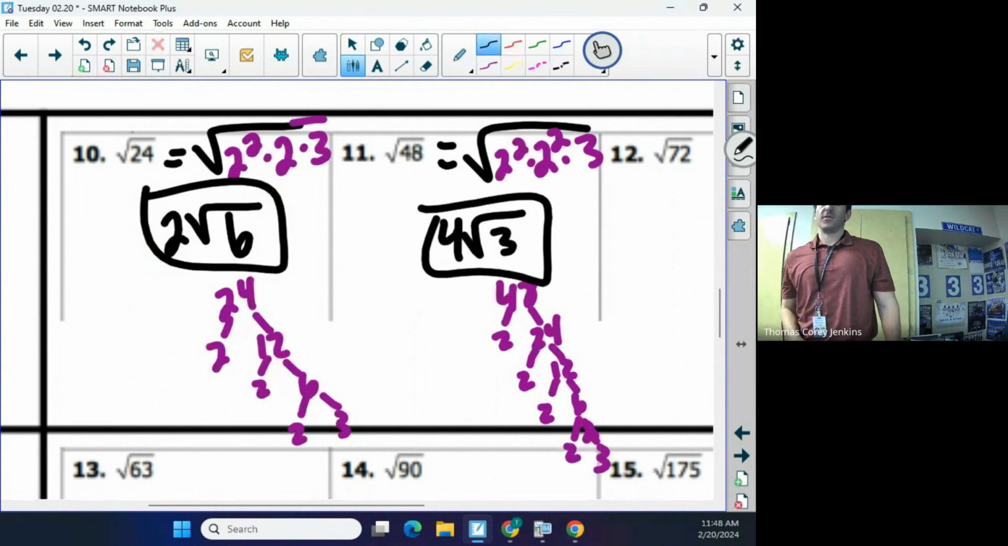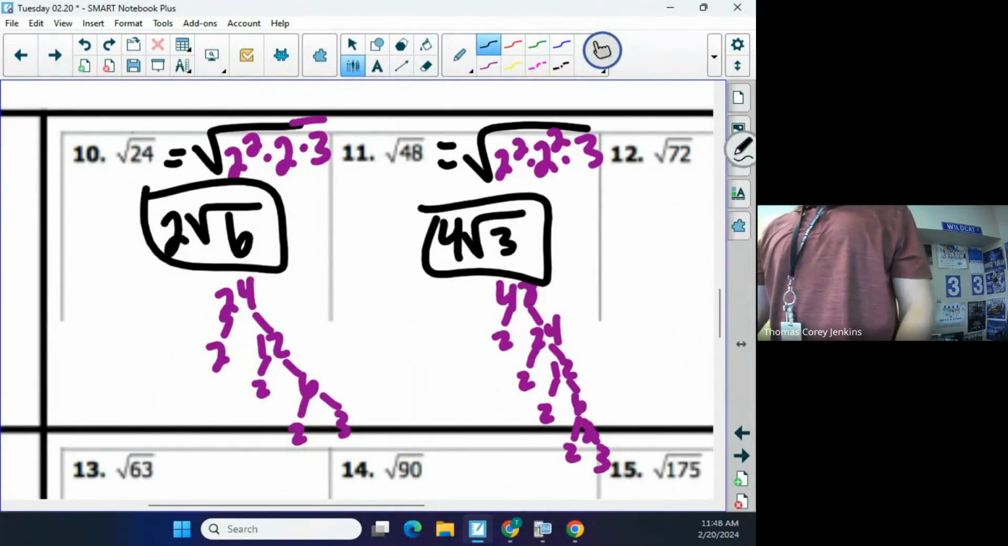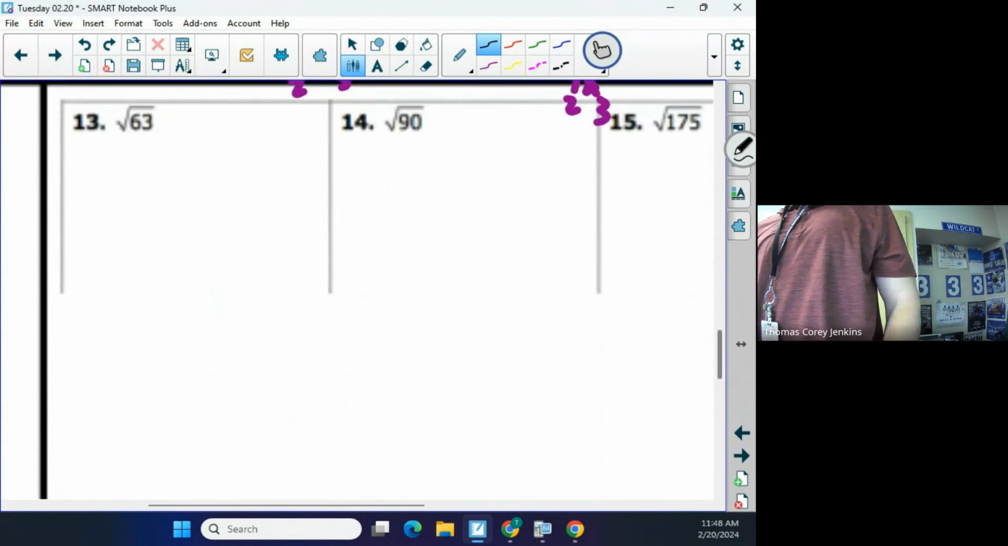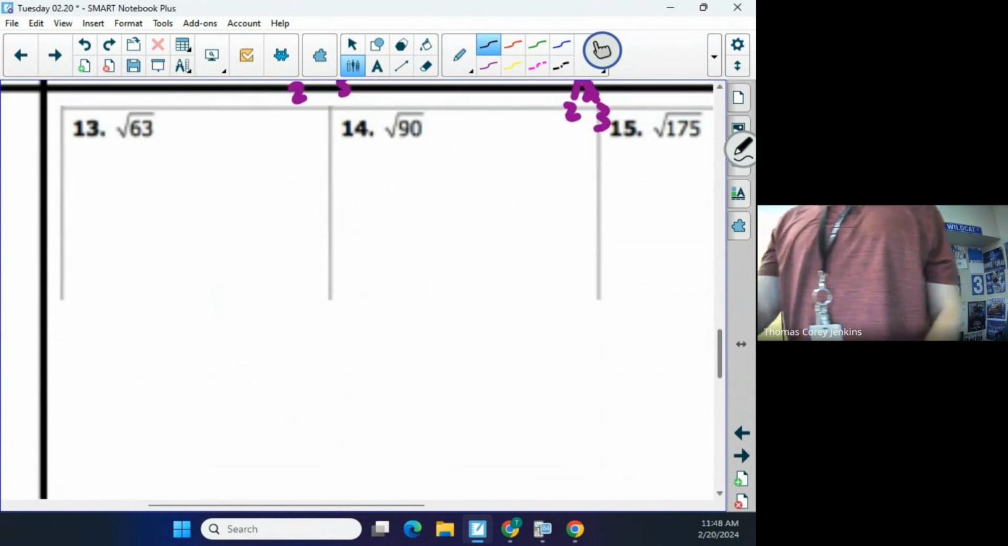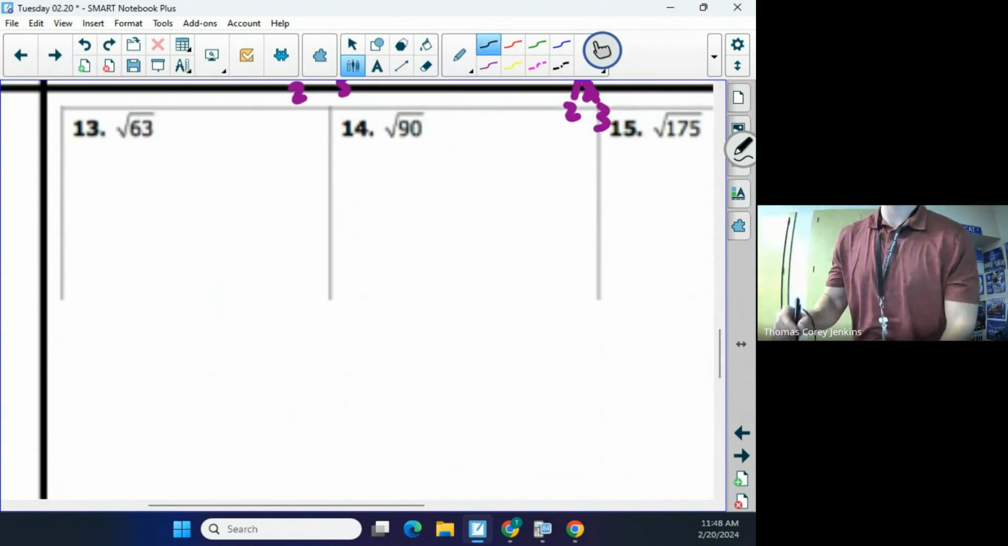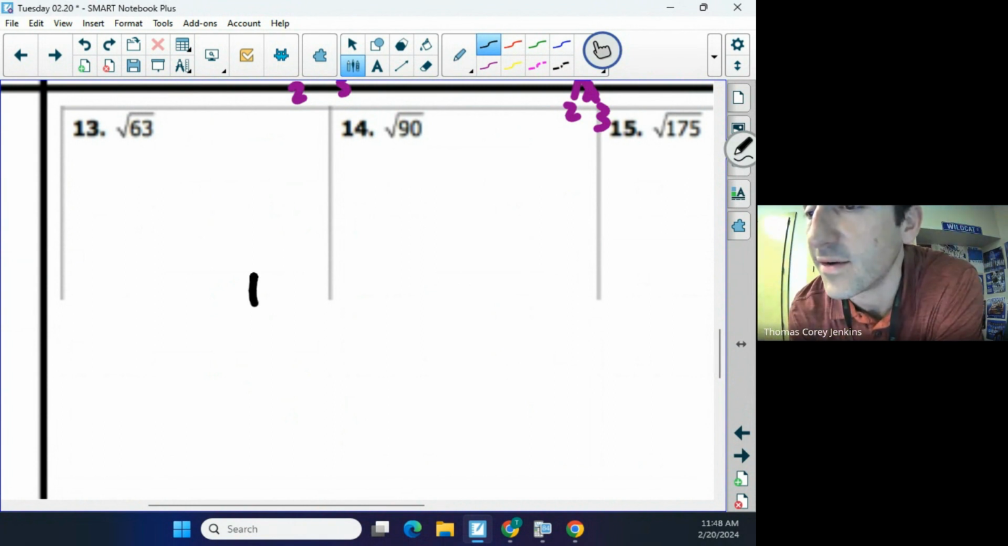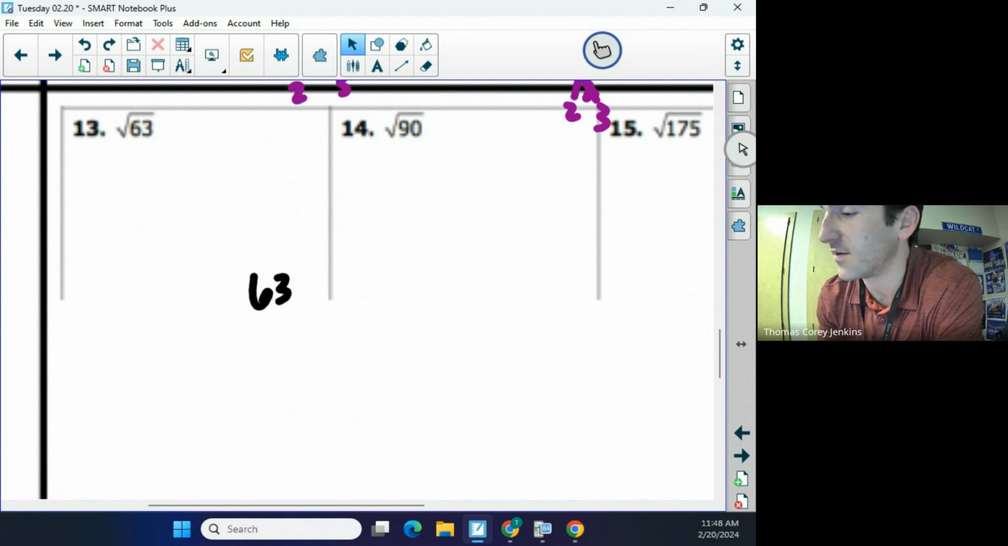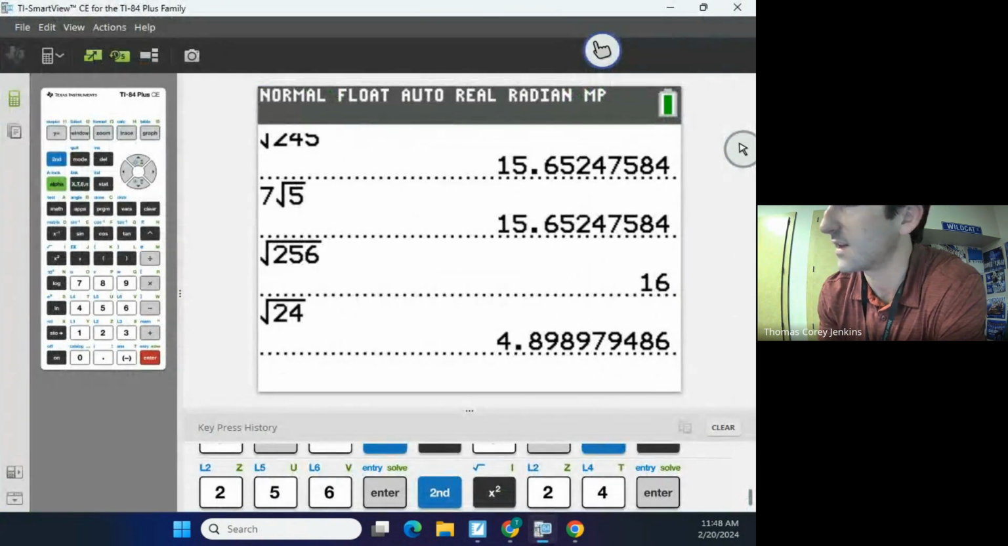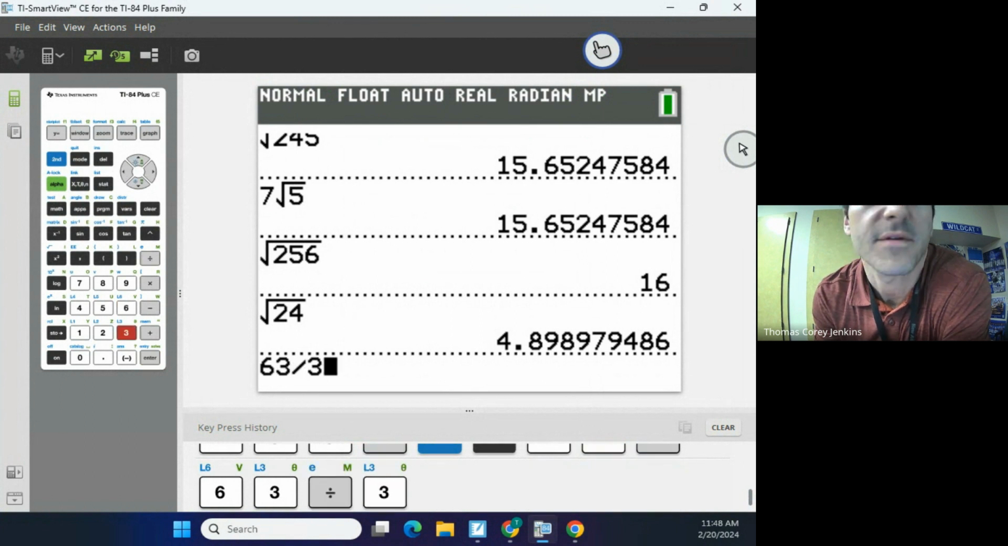All right, let's do 13 and 14, and then you'll try a couple. So 13's prime factors, or 63's prime factors, would go as follows. 63 is the first one that's not even, so if we divide by 2, that's not going to get us anywhere. Next number you always try is 3. So 63 divided by 3.